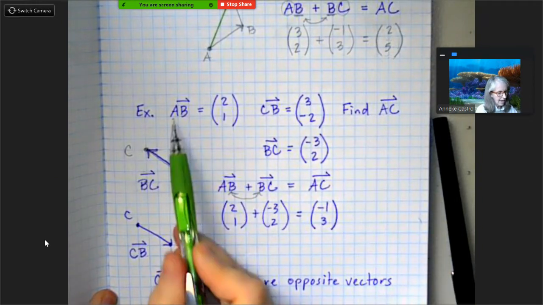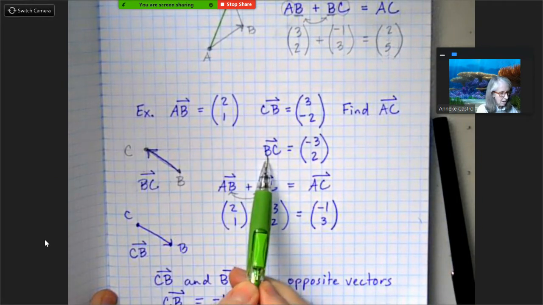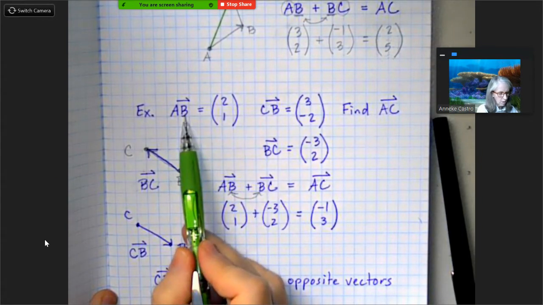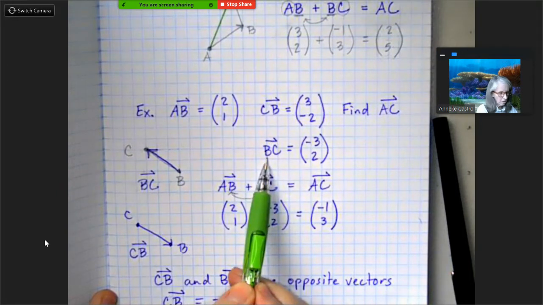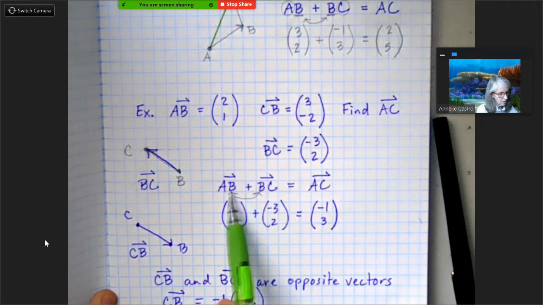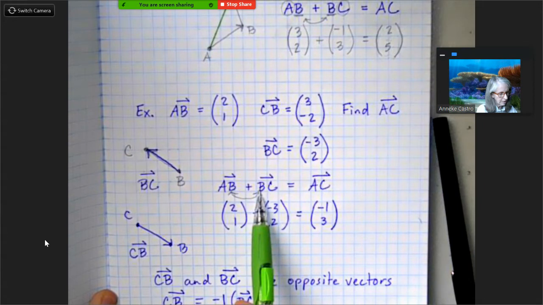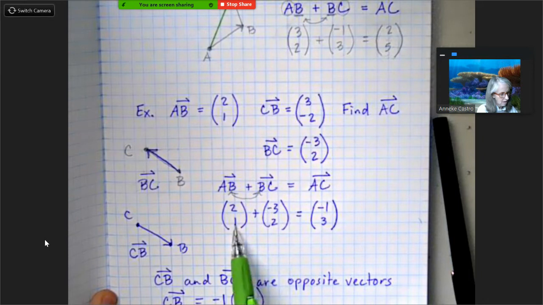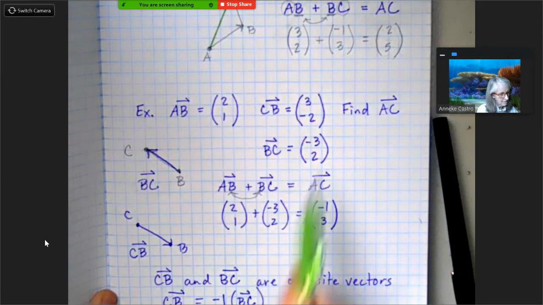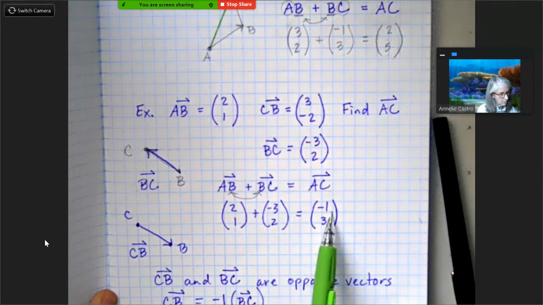Now I can add AB plus BC because the end of this one is the same as the beginning of this vector. So now I can add those together, see how those match, and that will lead me to the resultant vector AC, the starting point here and the ending point here. And then I can add those together. AB is 2, 1, BC is negative 3, 2, and I get my resultant vector of negative 1, 3.